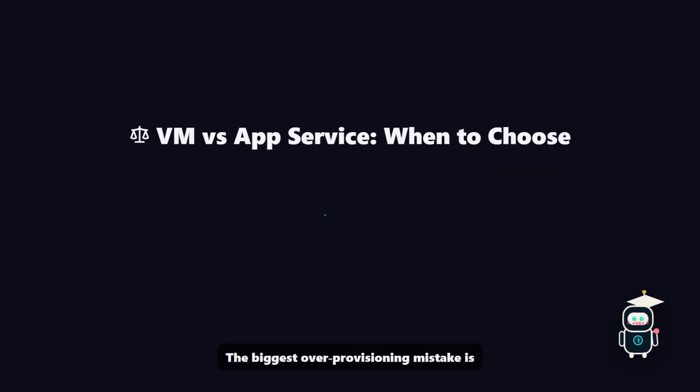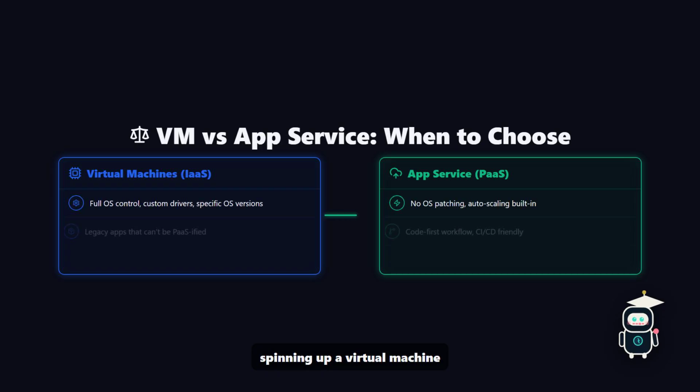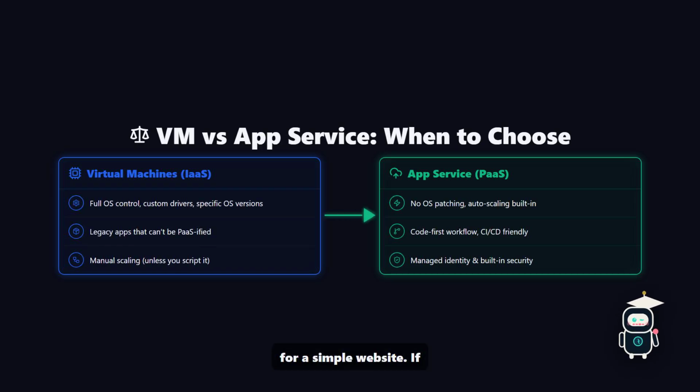The biggest over-provisioning mistake is spinning up a virtual machine for a simple website. If you don't need OS-level access, App Service is almost always the right call. It dramatically reduces management overhead and pushes you toward a code-first workflow. Reserve VMs for workloads that demand custom drivers, a specific OS version, or legacy applications that can't be lifted into a PaaS model. Action item.